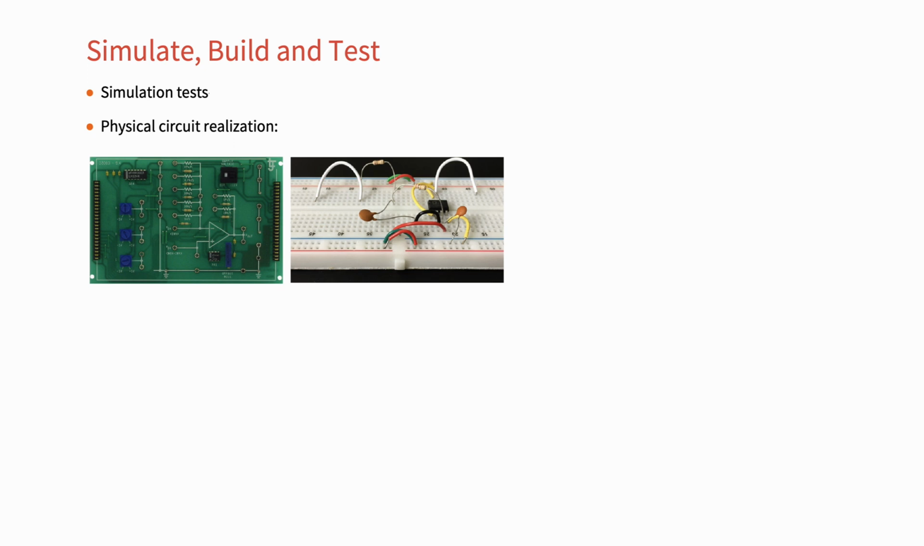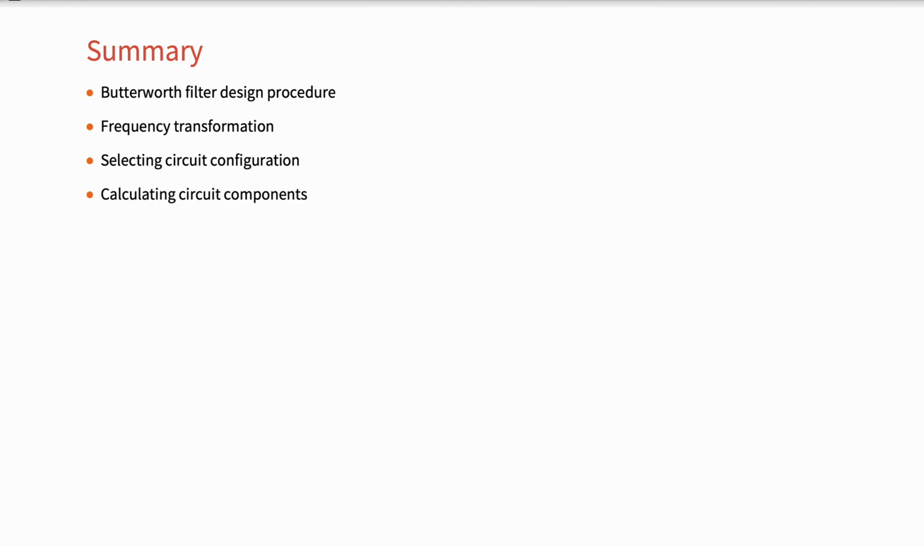Once we have selected the circuit architecture and calculated the values of the components of the circuit, it is common to run simulation tests before building the actual circuit. And after building the physical circuit, again, the circuit can be tested using standard laboratory techniques and instruments. In this lesson, we went over Butterworth filter design and showed that given a normalized low-pass Butterworth filter, we can apply certain frequency transformations to get other types of filters, for example, high-pass filter, band-pass filter, and so forth. Finally, we went over examples of selecting circuit configuration and calculating the values of the components of the circuit.